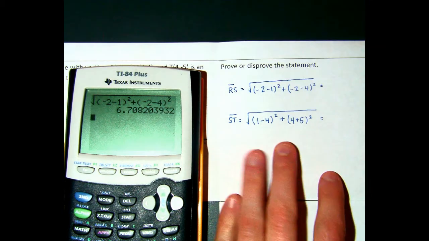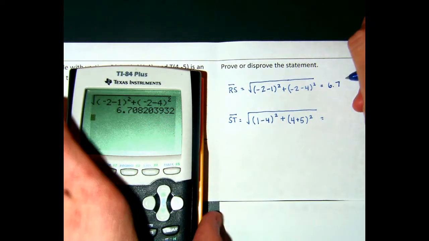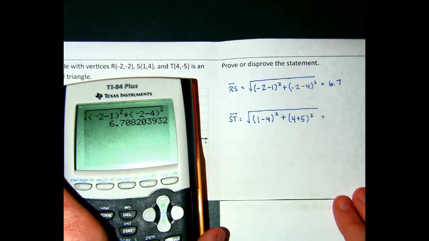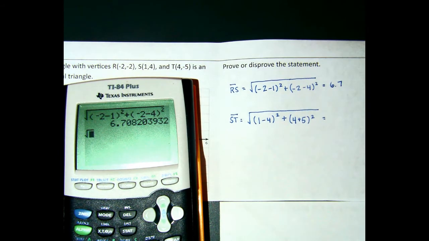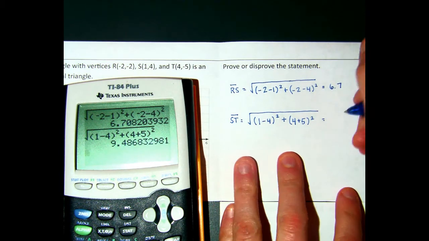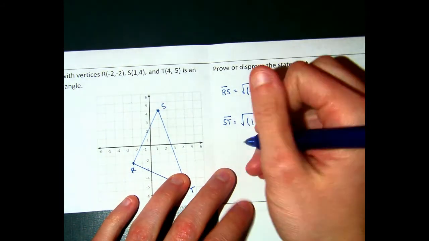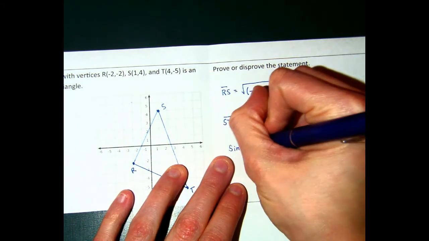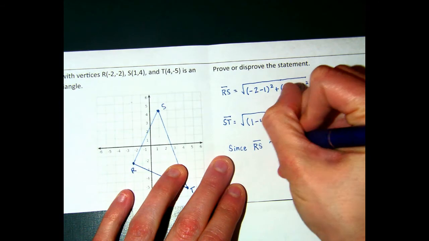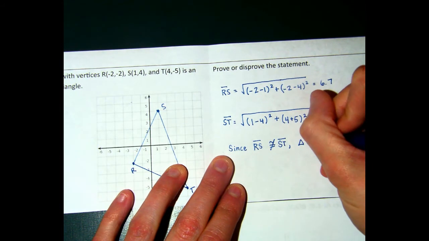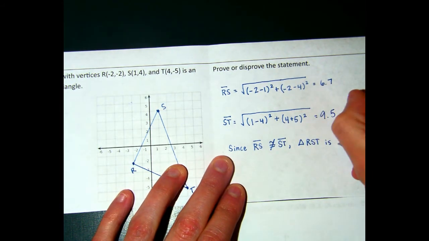And remember, what we're trying to do is prove or disprove that this is an equilateral triangle. It doesn't look like one, so I'm thinking I'm going to be disproving it. All right, so let's plug in the second segment here, ST. 1 minus 4 squared plus 4 plus 5 squared. And I get 9.5, just as I thought. These two are not congruent, so therefore this is not an equilateral triangle. So since RS is not congruent to ST, triangle RST is not an equilateral triangle.